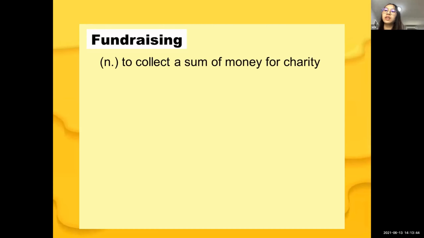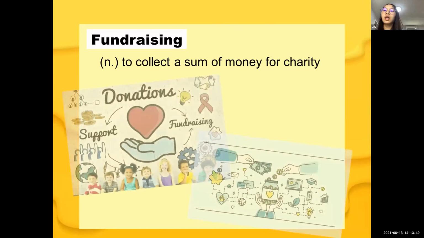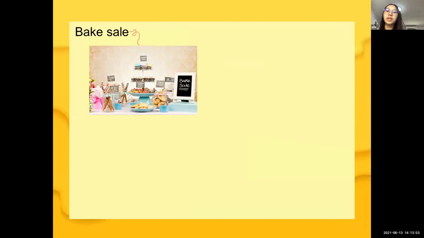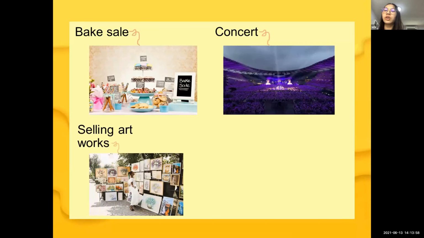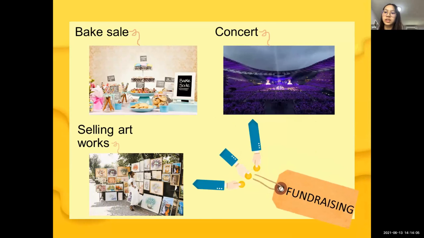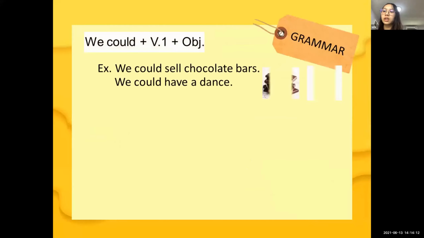Fundraising, in an easy way to understand, means to collect a sum of money for charity. And these are some ideas of fundraising. The first one is a bake sale and concert, and another one is selling artwork. Then the money we get from this will go to a charity or to help our community and others. There are many other things to do for fundraising, like we could sell chocolate bars or we could have a dance show and get money by selling the tickets.